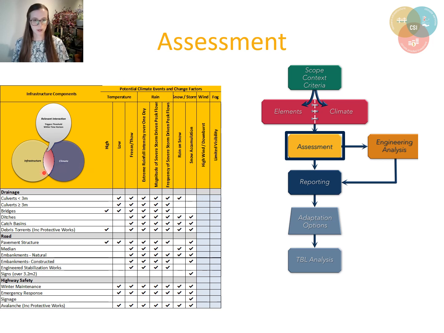You then want to compare each element with the climate event and see if there's any kind of interaction. So for example, when we're looking at culverts that are greater than 3 meters, we can see how there'd be impacts from high and low temperature, and of course, a lot of impacts associated with rain. So as a group, you can work through each of these and see where the interactions exist.